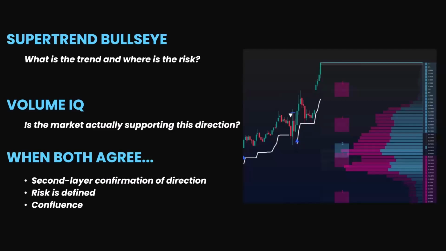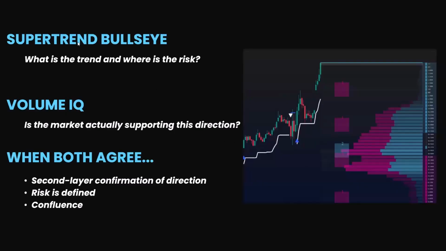So what we want to look for then is, what other information can we find on the chart that can help us decide if one of these signals is confluent or supported by other things happening in the market? I found that Volume IQ is a really good indicator for this, and we'll see that there's actually a way we can look at it in the opposite direction too.